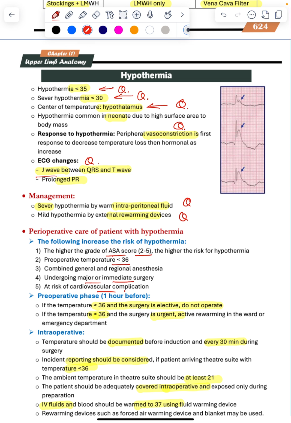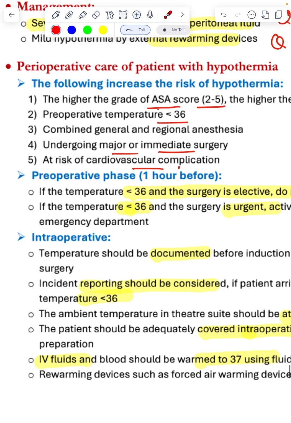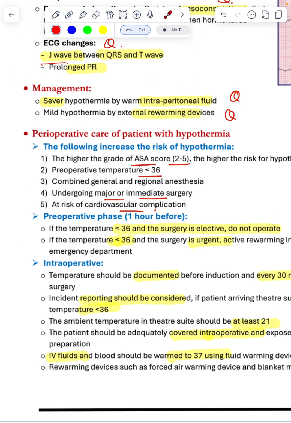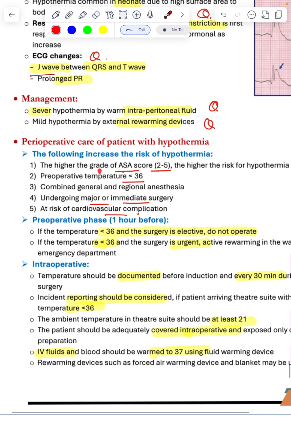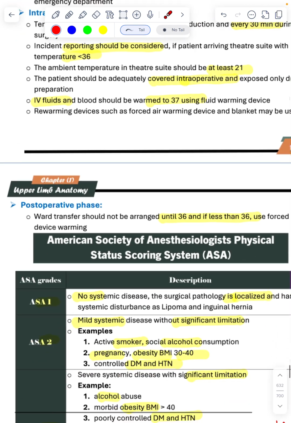So now we are going to see the following increase in hypothermia. ASA grade, temperature less than 36, regional anesthesia, combined general and regional, this can increase major or immediate surgery, emergency surgery, pre-operative phase 1. Temperature less than 36, surgery elective, do not operate, postpone it. So this is about temperature.